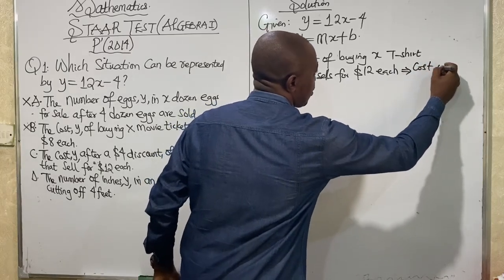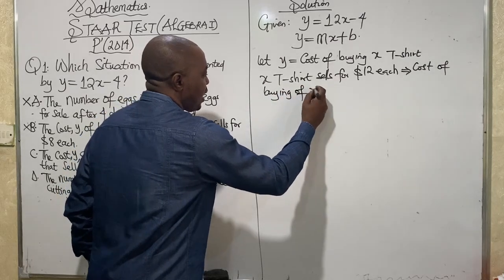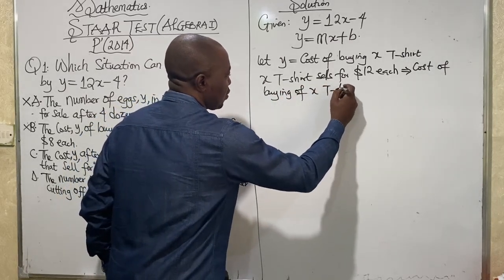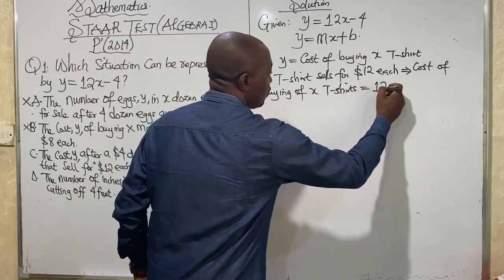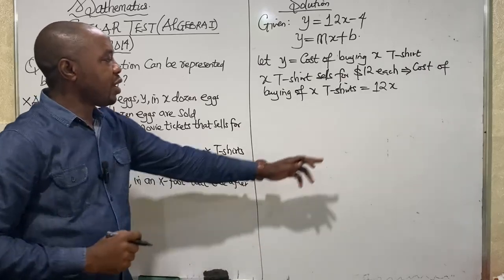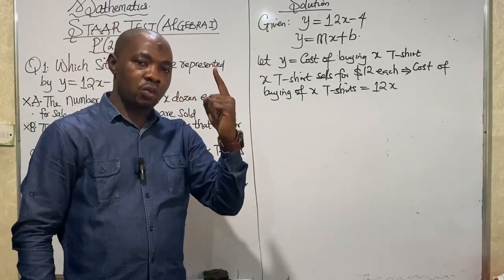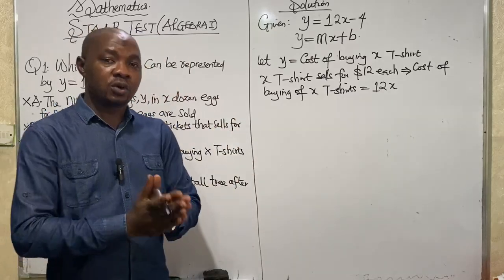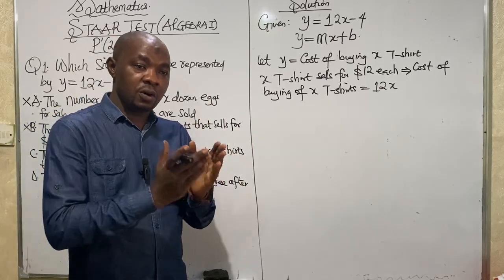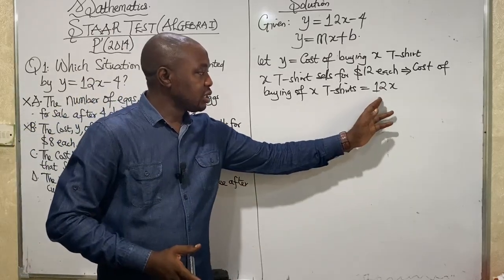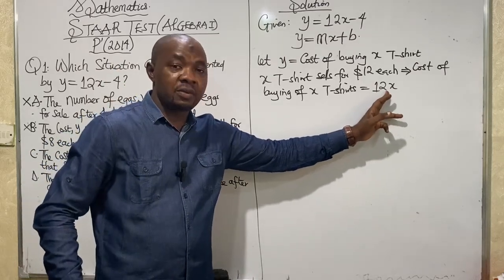So this implies that the cost of buying x t-shirts, that is x number of shirts, would be equal to 12 multiplied by x. So we have 12x. We know that the cost for one t-shirt is $12. Because the buyer is buying x number of shirts, it will be 12 multiplied by x.